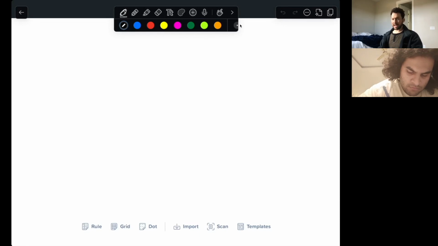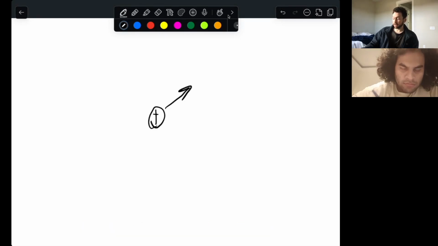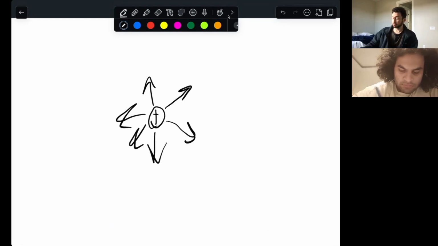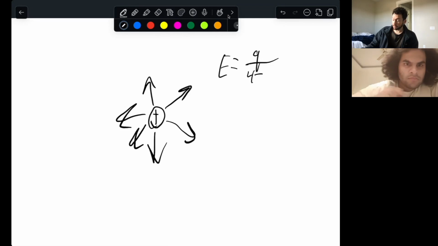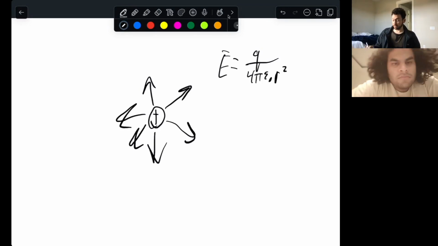So, electrostatics. First of all, what we found is that a charged particle produces an electric field in line with this. Actually, let's write this out: Q over 4 pi epsilon naught r squared. Okay, this is all stuff I'm sure you're very aware of already.